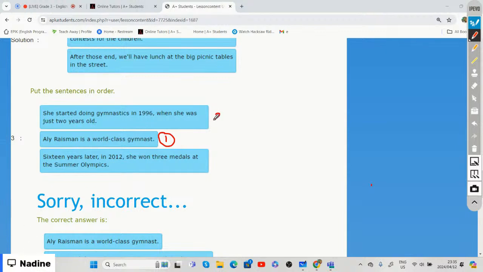Then we can say, secondly, she started doing gymnastics in 1996 when she was just 2 years old. So then we say 16 years later, in 2012, she won 3 medals at the Summer Olympics. So that is basically how you put these sentences in order of events, or in order of things that had happened, right?